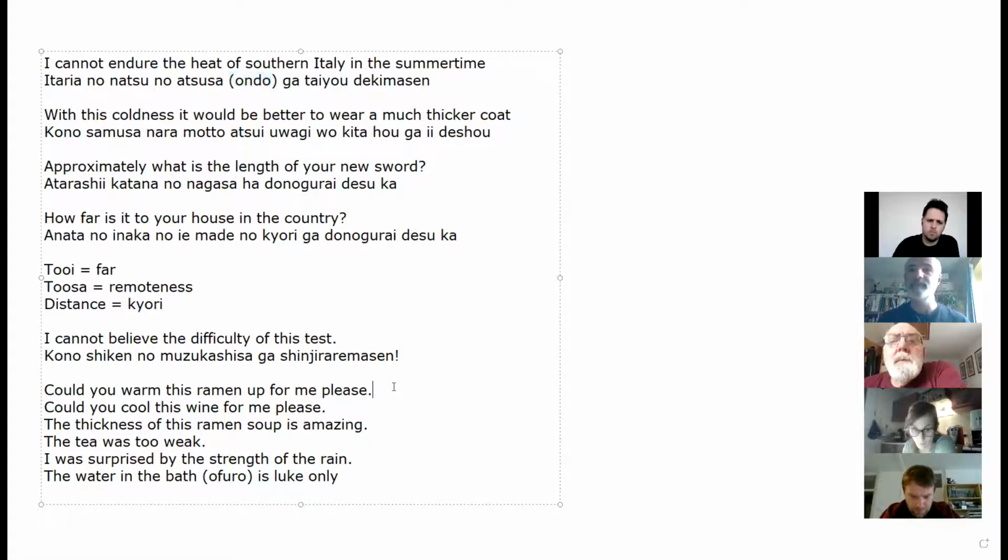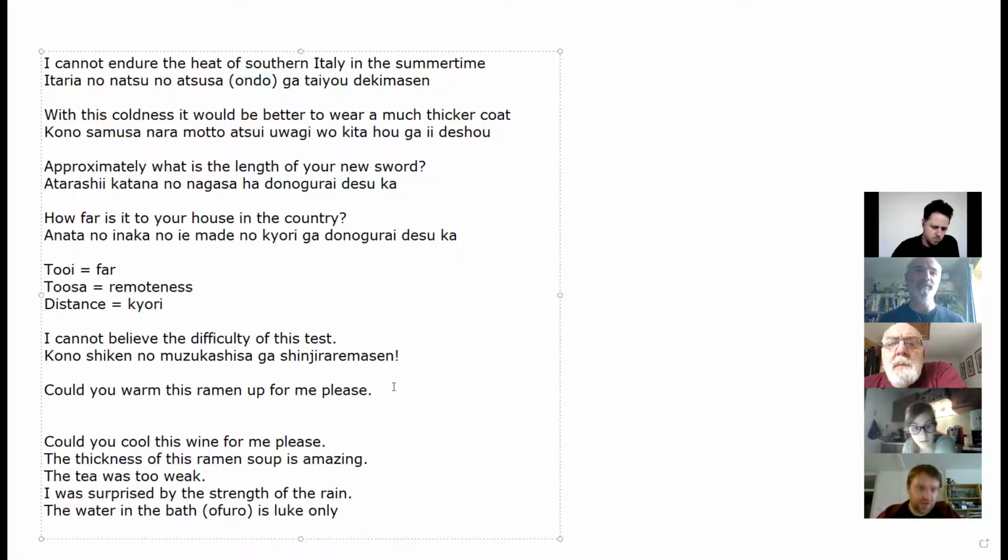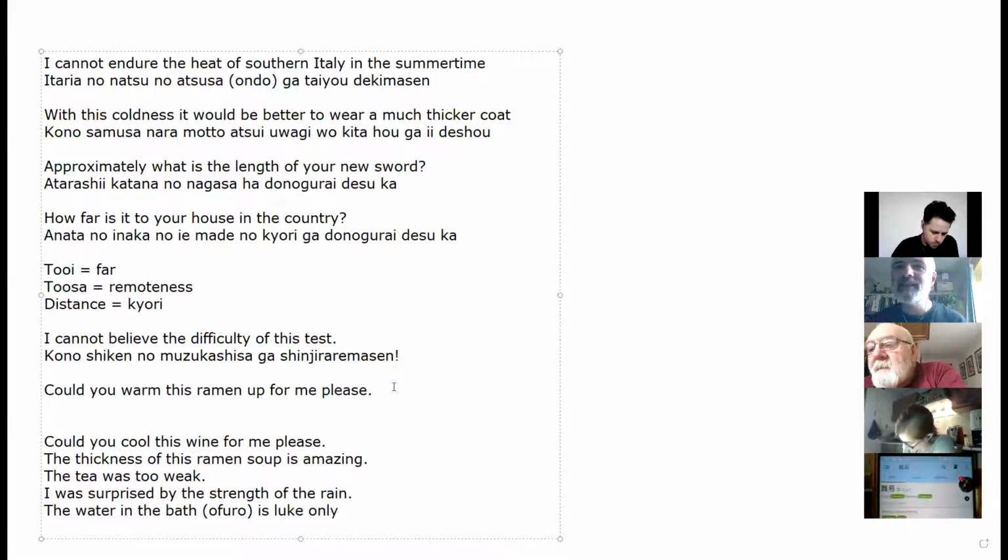Okay, Sophie, could you warm up this ramen for me? Sorry, please? Andy, yeah, go ahead. Relative difficulty. So this still uses the word difficult. Yeah, but there is a word in Japanese for relative difficulty. Ah, okay. And what's that? Nan-i. Nan-i. That's got the word difficulty in it. That's the word. I see.